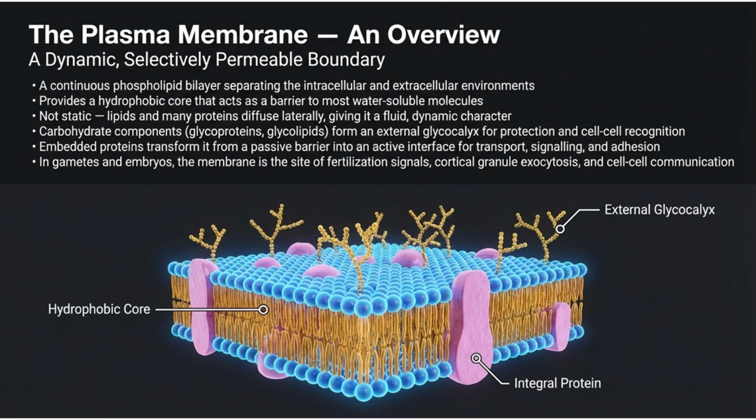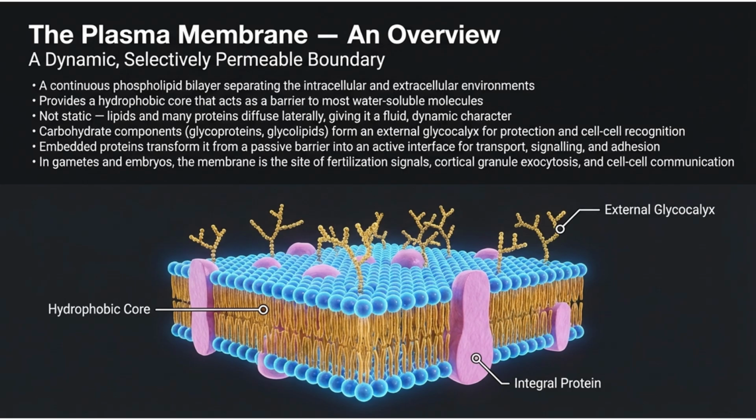On the outer surface, carbohydrate chains attached to lipids and proteins form a fuzzy coat called the glycocalyx. This carbohydrate layer serves as a molecular identity badge. It mediates cell-to-cell recognition, protects the membrane from mechanical damage, and plays critical roles in the interactions between sperm and oocyte, and between blastocyst and endometrium during implantation. And woven throughout the bilayer is a diverse population of proteins. These proteins are what transform the membrane from a passive barrier into an active hub of transport, signaling, adhesion, and enzymatic activity.